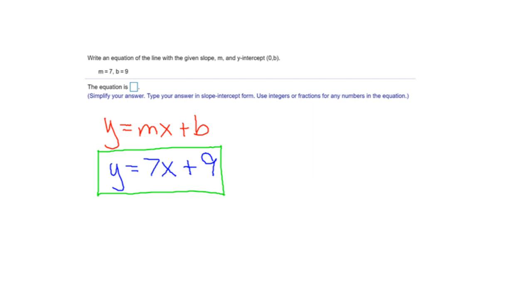So this one's going backwards, but we know how to do this. We have y equals mx plus b. Well, they told me that the m is equal to 7, so that's going to become the numerical coefficient for x. They told me that b, the y-intercept, is 9, and so I'm going to put 9 here. And that's all they want. They just want y equals 7x plus 9.